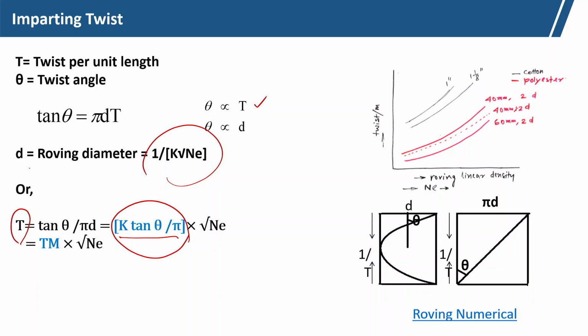This is known as the twist multiplier, and the Tm actually shows the twist angle. So, as the twist angle increases, Tm increases. So, higher Tm, higher twist angle means its draftability will be poor. So, we cannot keep the higher twist multiplier in roving. This is twist multiplier which is constant for a certain theta. That means, twist multiplier actually indicates the twist angle.